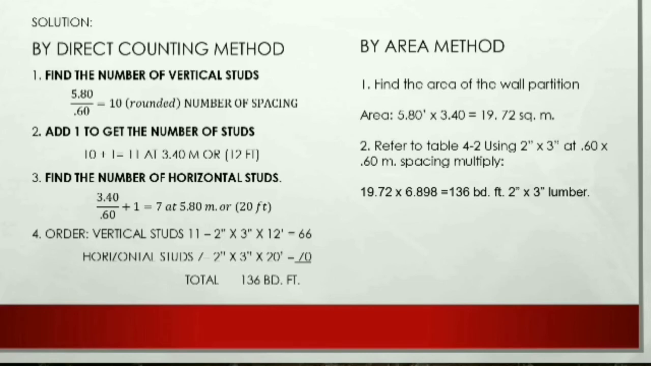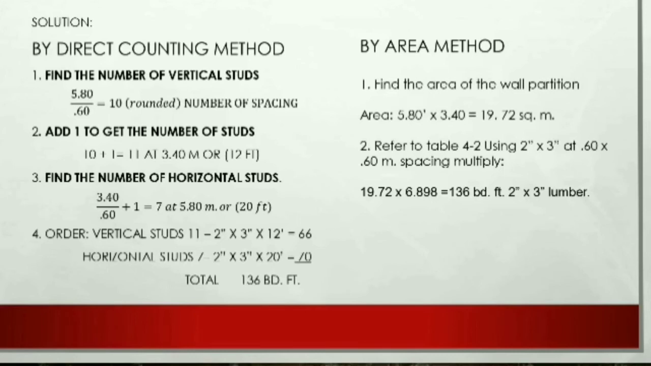For horizontal studs, it's the same process. 2 times 3 times 20 over 12, we'll get 10 times 7, which is the quantity of horizontal studs that we calculated. So adding the vertical and the horizontal studs, we get a total of 136 board feet.